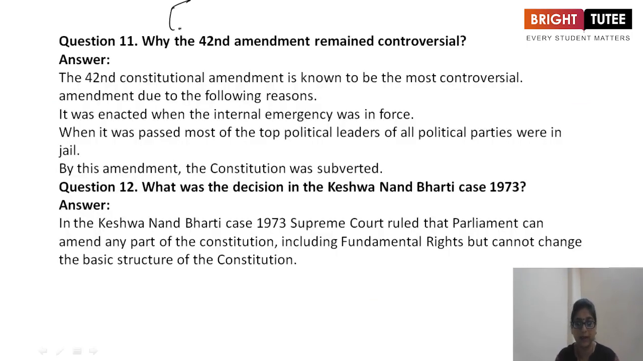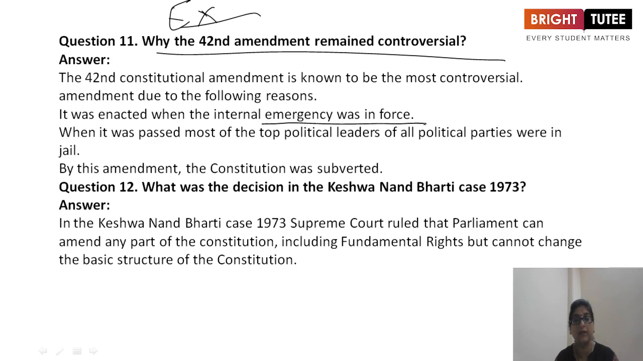Now once again the exercise. Why did the 42nd Amendment remain controversial? It remained controversial due to the following reasons. It was enacted when the internal emergency was in force. When it was passed, most of the top political leaders of all political parties were in jail. By this amendment, the constitution was subverted.